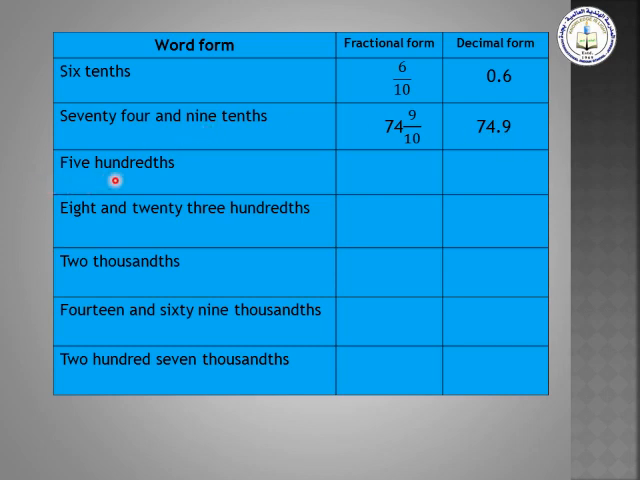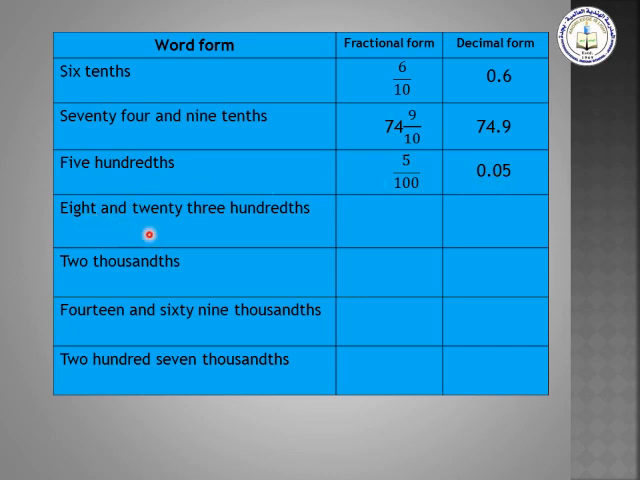Next, 5 hundredths, fraction 5 by 100, decimal 0.05. Here in 100 there are 2 zeros, so after the decimal point we have to keep 2 digits. Here only 1 digit, 5, so we have to add one more 0.